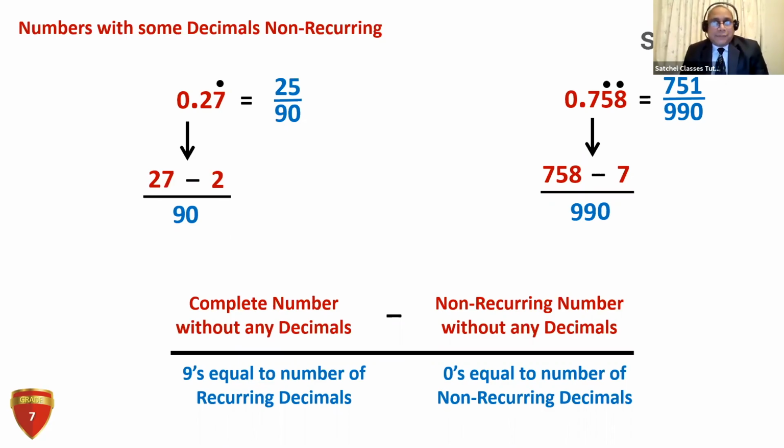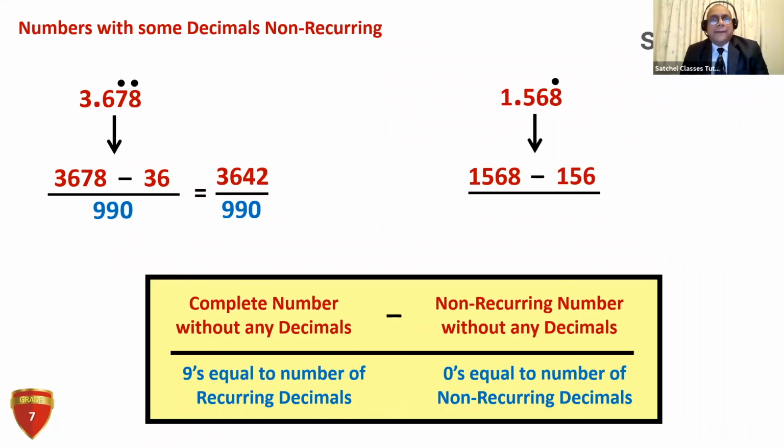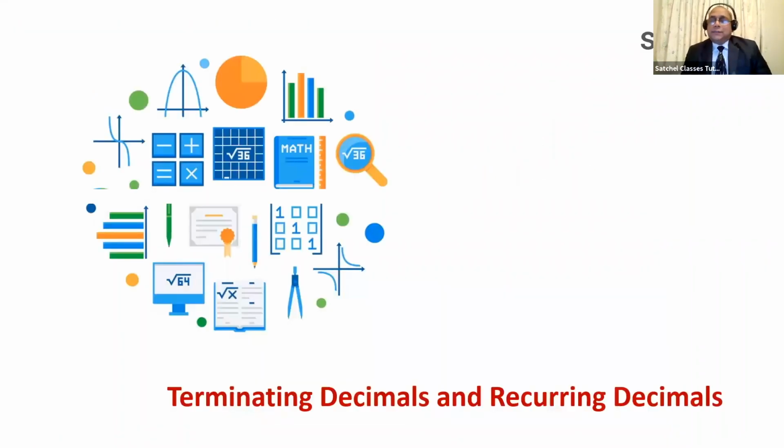Well, that's the end of this session. I will once again recap what we learned in today's session. Today we learned the difference between terminating decimals and recurring decimals, and how to convert terminating decimals into fractions, and also how to convert recurring decimals into fractions. I hope you enjoyed today's session, and you have a lot to take away from it. Thanks a lot.